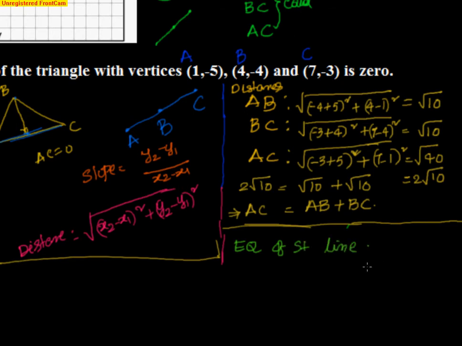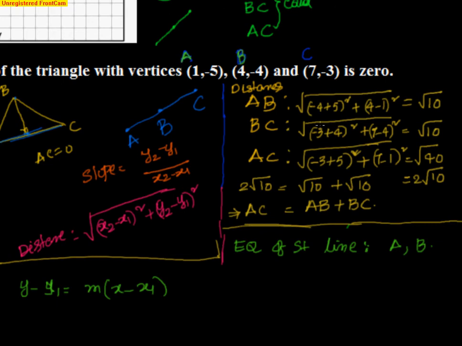So I'll create equation of straight line using points A comma B. I'll take my point slope method, so that's nothing but y minus y1 is equal to m into x minus x1. What is x1 y1 here? You can take any of the points. What is your A? This is A and this is B, right?